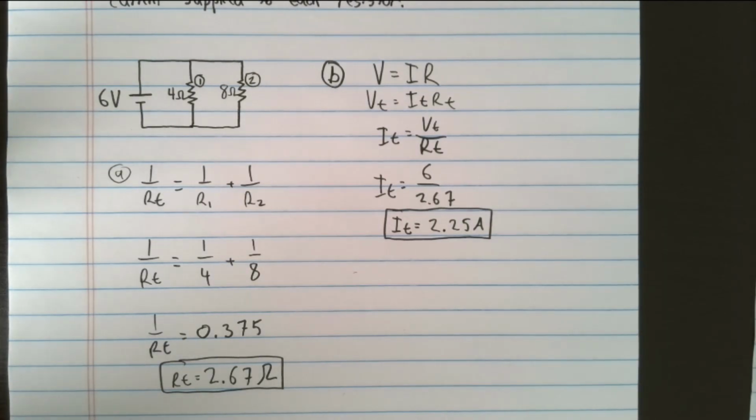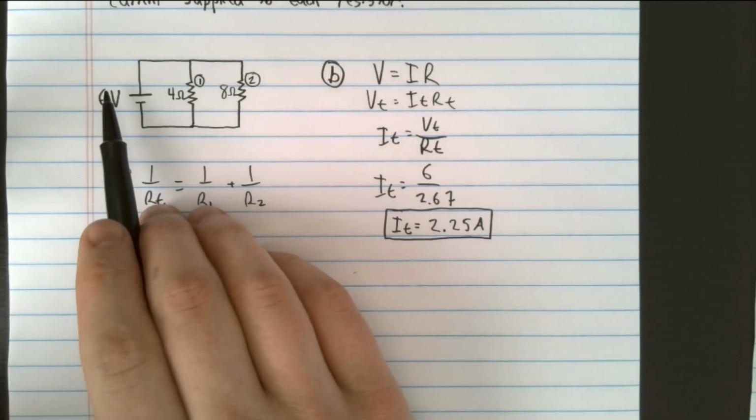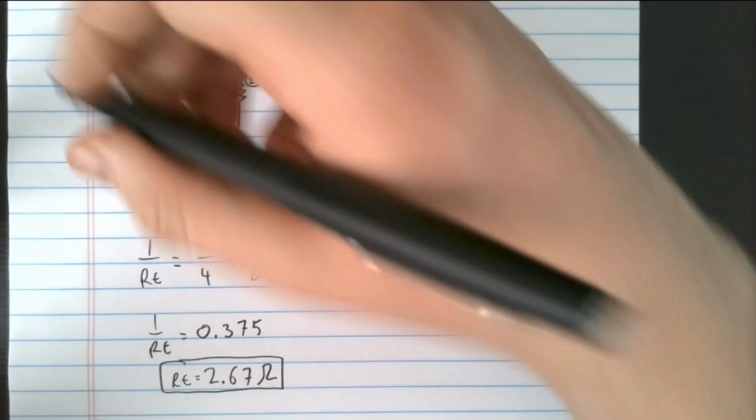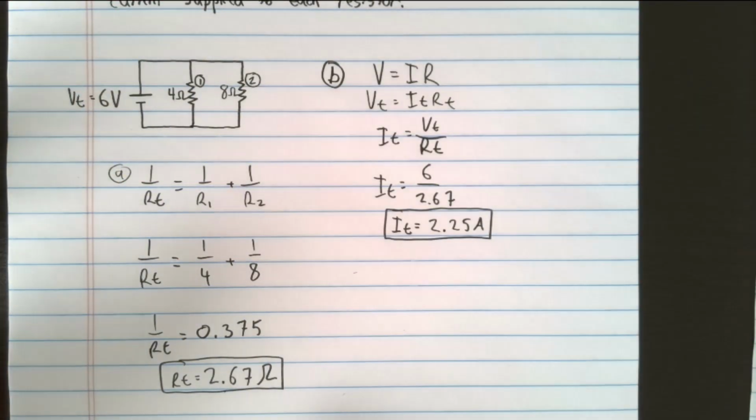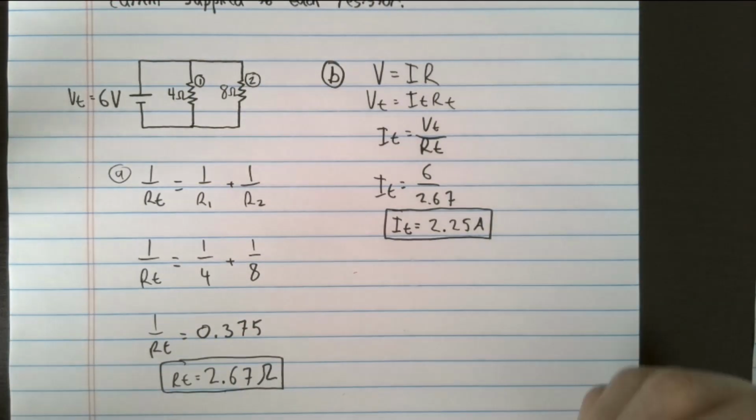Not too exciting there. I think the lesson to learn is just to keep your information separate. Note that the battery is always the total. Like there's total voltage, there's total resistance. So these two can be paired up and used in Ohm's law.